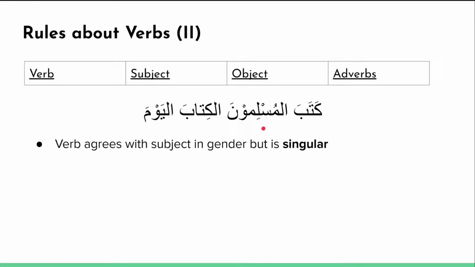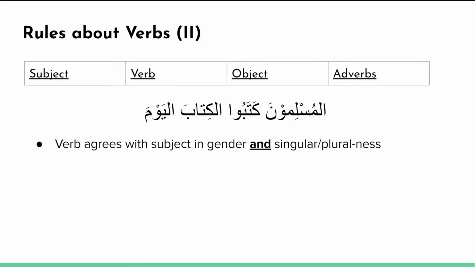However, it has to agree with the subject in the gender. So if you were to say the Muslim women wrote the book today, how would you say that? You would say Katabat al-Muslimatu al-Kitaba al-Yawma. Okay? Katabat al-Muslimatu al-Kitaba al-Yawma. So if the verb appears before the subject, it's singular but has to agree in the gender.